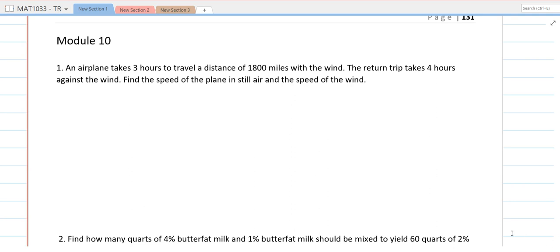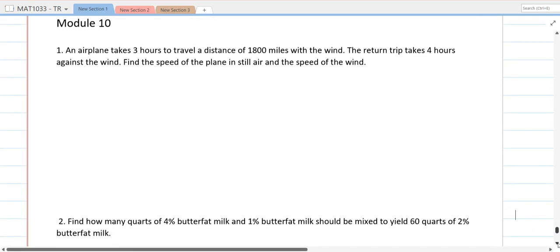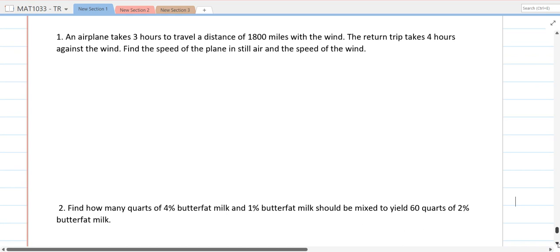So this first one is always that tricky one where we're going with the wind and then going against the wind. So let's take a look at how you set this up. You have an airplane that takes 3 hours to travel a distance of 1,800 miles with the wind. The return trip takes 4 hours against the wind. Find the speed of the plane in still air and find the speed of the wind.